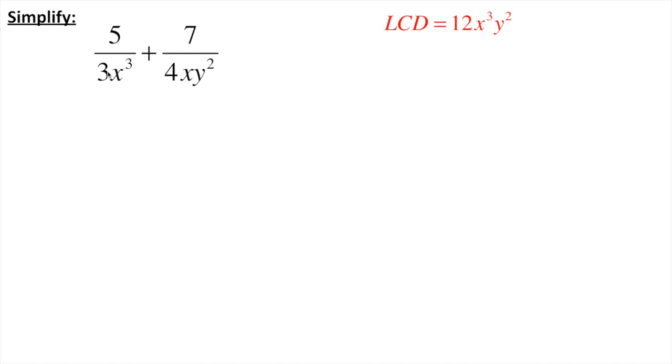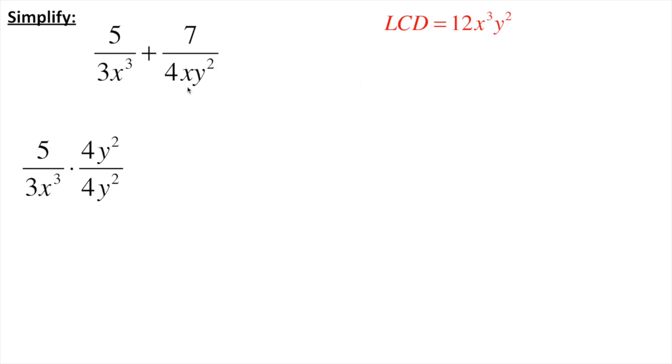Now I look at this left-hand side and say, if I need the bottom to be 12x cubed y squared, what am I going to have to multiply this one by? I already have the x cubed, so I'm good there. 3 to become 12 needs to be 4, and I'm missing the y squared. So I'm going to multiply top and bottom by 4y squared. I haven't changed the value at all because 4y squared over 4y squared is just 1. Essentially I'm multiplying by 1, but it allows me to have the 12x cubed y squared on the bottom, my lowest common denominator.